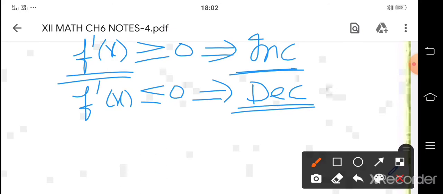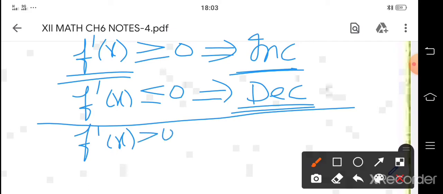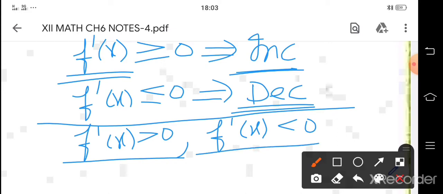Now for a strictly increasing function, you should take f dash of x greater than 0, and for a strictly decreasing function you should take f dash of x less than 0. These are the things to be noted. So you will have to follow the inequality type questions in this. First we have to find the derivative of f of x, that is f dash of x. Then you take greater than or equal to 0, less than or equal to 0, greater than 0, or less than 0, according to what the question is asking.